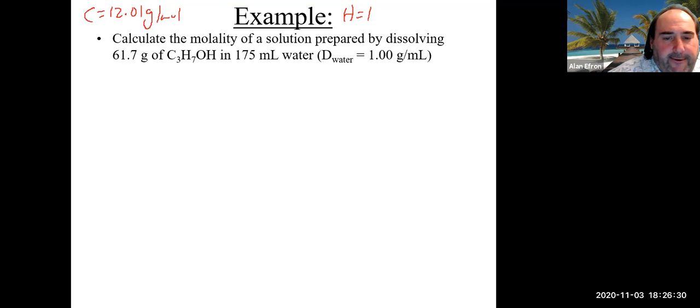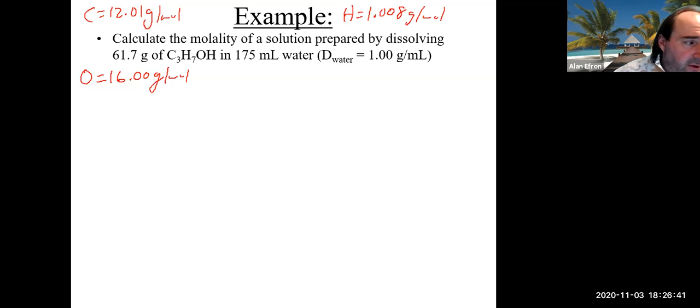Hydrogen is 1.008. And our good friend oxygen there is 16. All right, so see what you come up with. We're looking for the molality here.